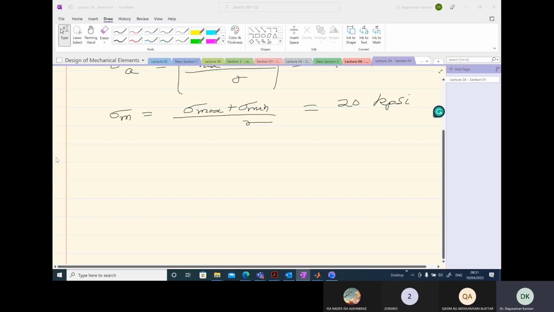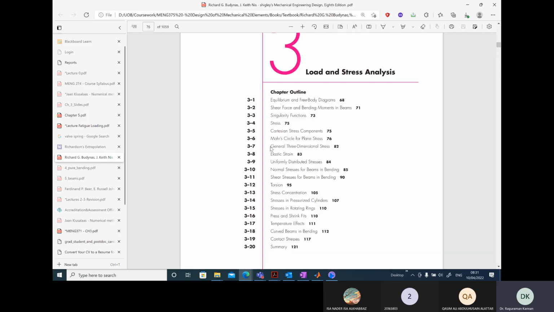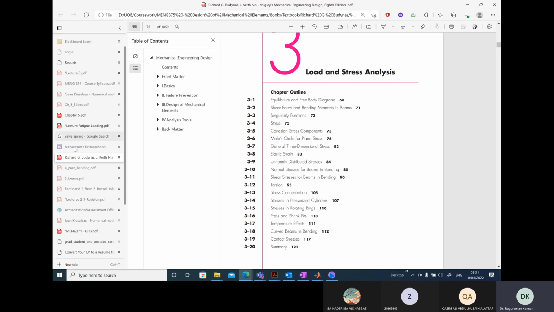How do we proceed? We are asked to use the modified Goodman criteria. Okay, so what is the modified Goodman criteria? Let's see if I can open up the textbook and see the corresponding tables so that we can refer to them easily instead of going back and forth on these slides.